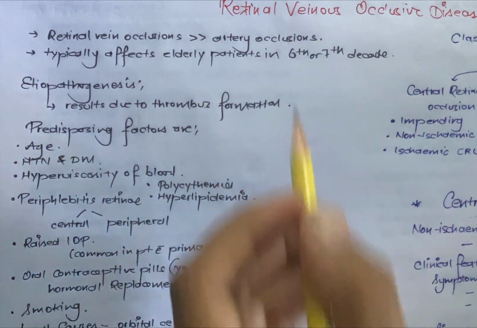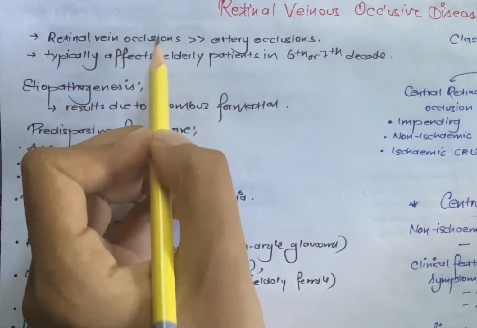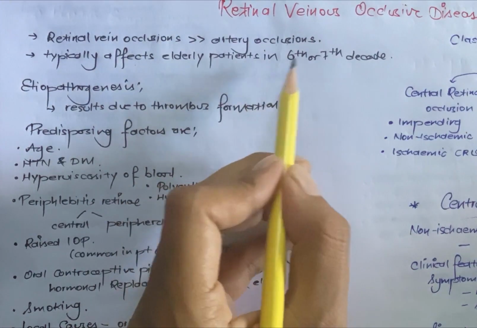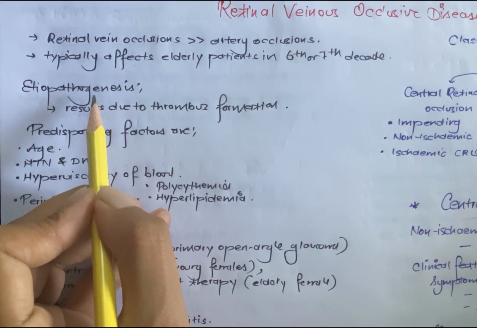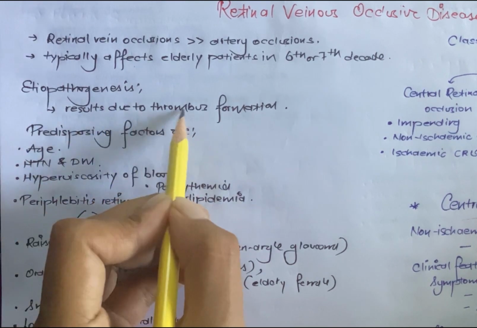Now let's talk about the retinal venous occlusive diseases. Retinal vein occlusions are more common than the artery occlusions, and they typically affect elderly patients in the 6th or 7th decade. Now talking about the etiopathogenesis, it results due to thrombus formation.